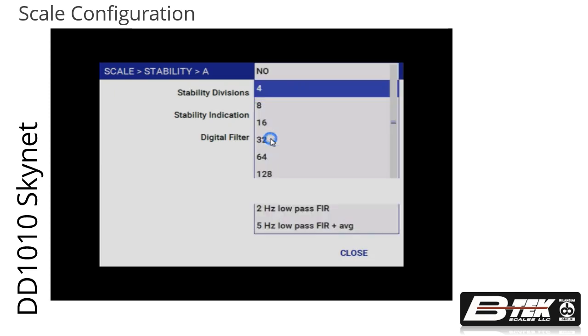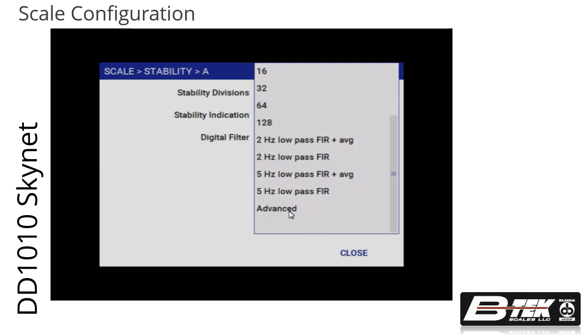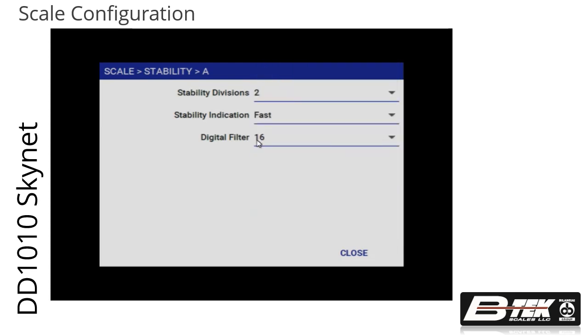Digital filtering will stabilize your weight value. The higher the number, the more averaging that is taking place. The lower the number, the faster the update rate will be. You can set anywhere from no filtering up to 128 for standard settings. You can also do advanced filtering as applications require. Most applications will work just fine starting with 16.